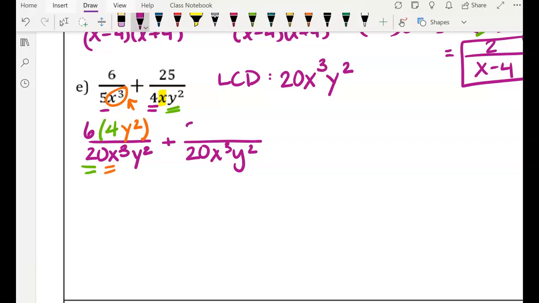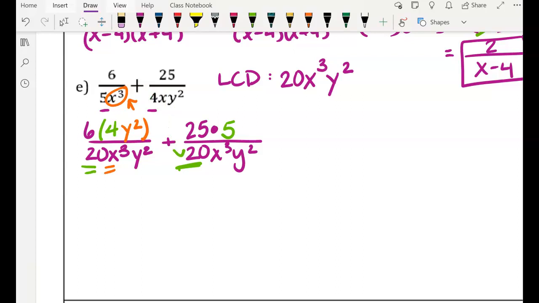Let's write the 25 down because that's our original. Then we are going to multiply. We have 4 here and 20 here. So that means we need to multiply by 5 to get to 20. So we multiply this bottom by 5 to get here. So the top needs to get multiplied by 5, right?